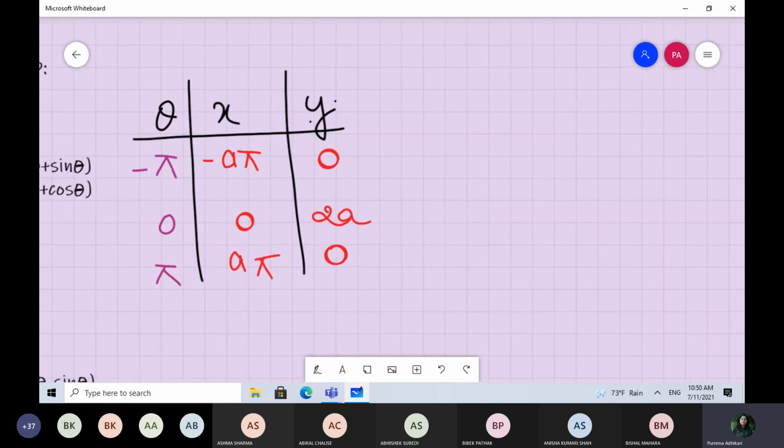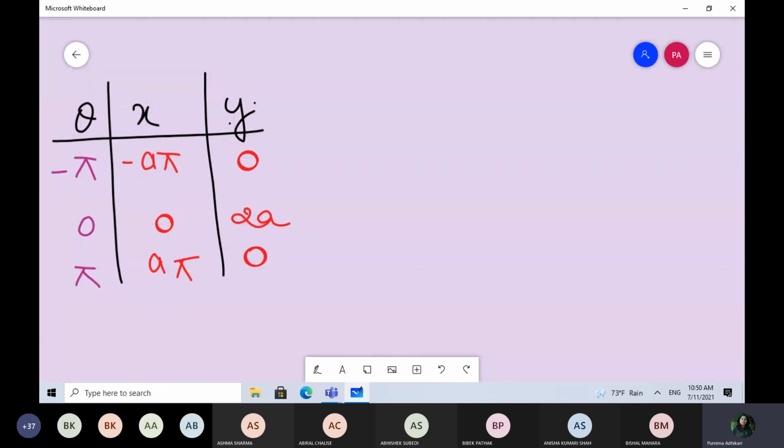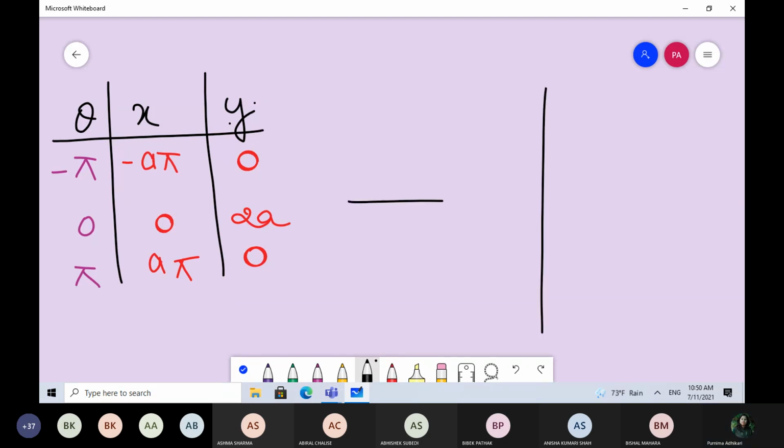Okay. So is there anyone who knows how to plot parametric points? We have not only x and y, we have theta also. So how do we deal with this?